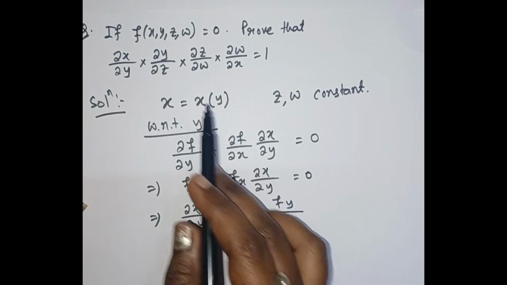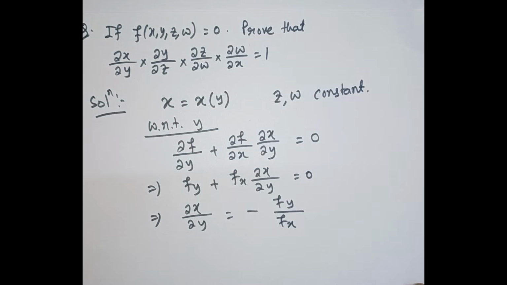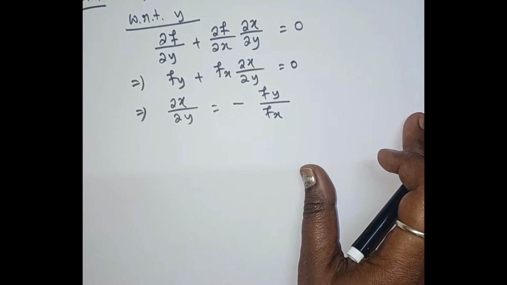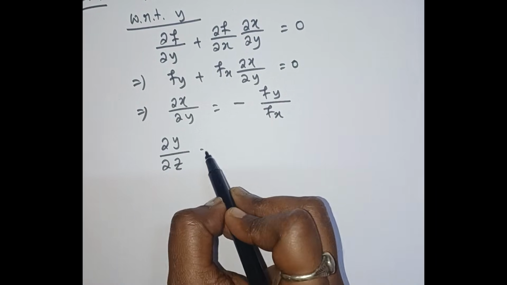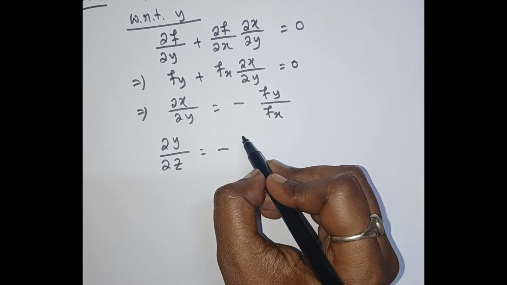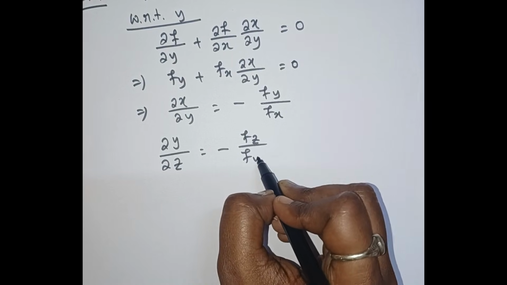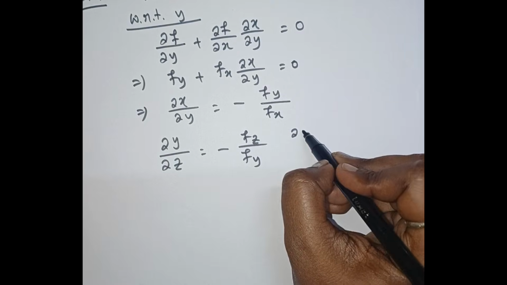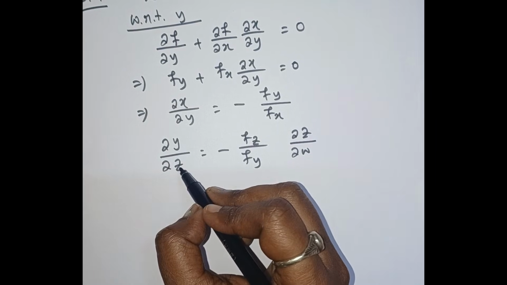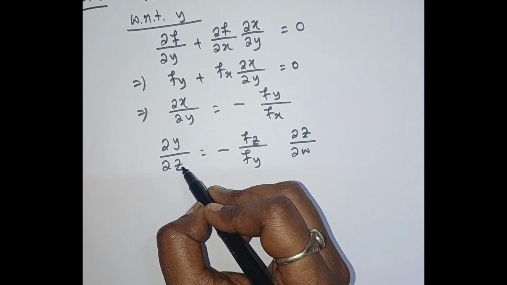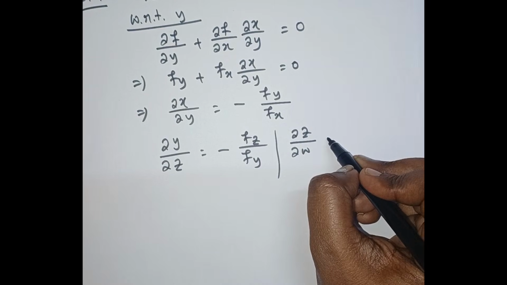And similarly, we can find del y del z, del z del w and del w del x. How? So when we calculate del y del z, then we have to take y as a function of z and x and w are constant. And similarly, del z del w will be in the same way equal to minus fw by minus fz.